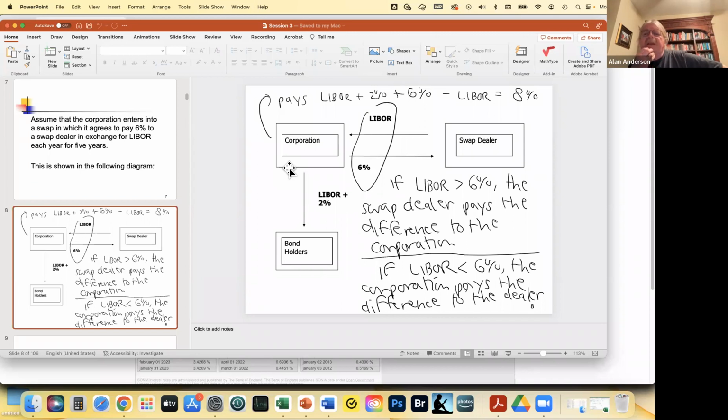Now, by the way, the actual trade of cash flows between the corporation and the dealer is not LIBOR and 6. What they actually do is they just trade the difference between the two. So, for example, if LIBOR goes up above 6%, the swap dealer pays the difference to the corporation. Or if LIBOR falls below 6, the corporation pays the difference back to the dealer. Okay, there's no point in, let's say, imagine I owe you $1,000 and you owe me $1,500. We don't actually trade 1,500 for 1,000. We just trade the difference, and that's what's happening here.